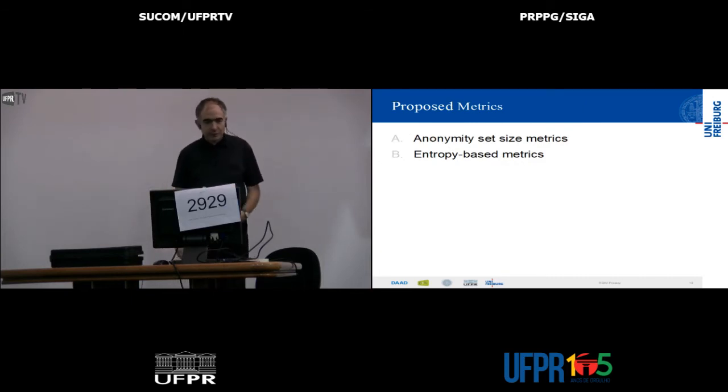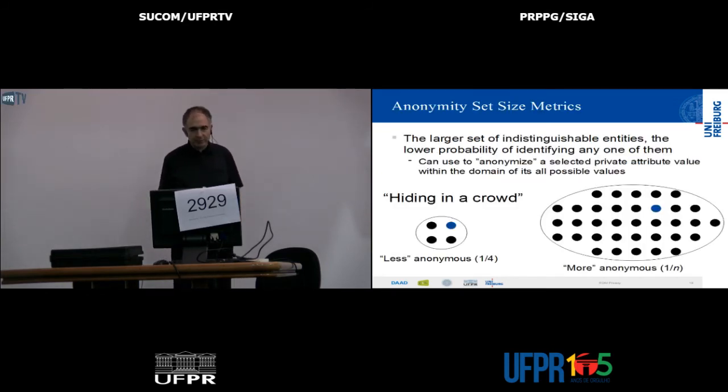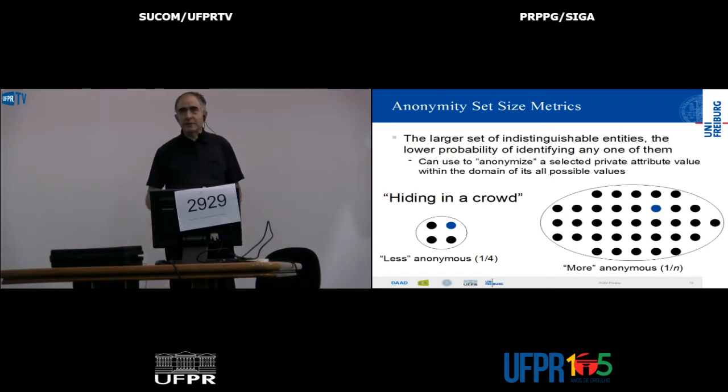There are two proposed metrics: anonymity set size, or entropy based. Well, it's like hiding in a crowd. And as I said, left-hand side, you think 1 in 4, the blue is hardly visible. In fact, you will see that this one is blue. So it's 1 in 4. And if you're more, the blue one is here, and you have 1 in n, which is not enough, as I told you, because our little supercomputer can store everyone.